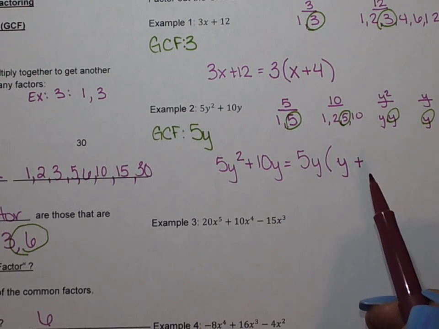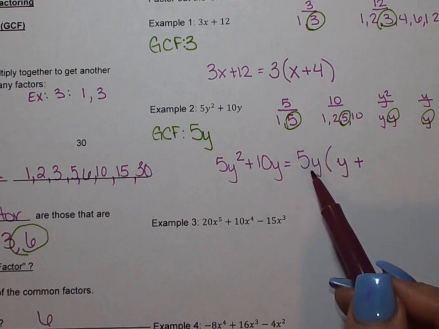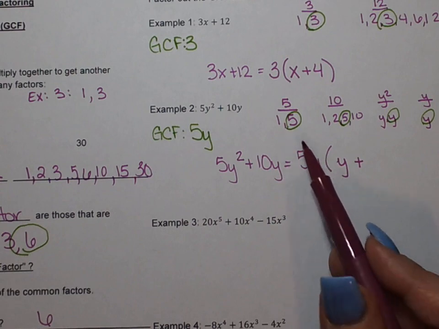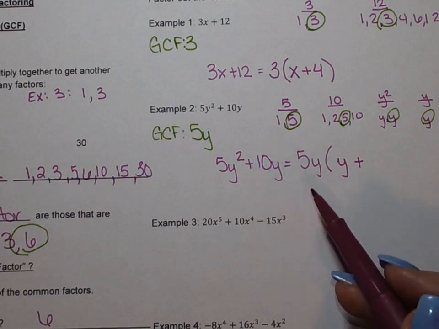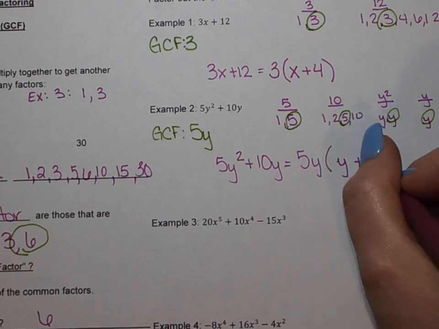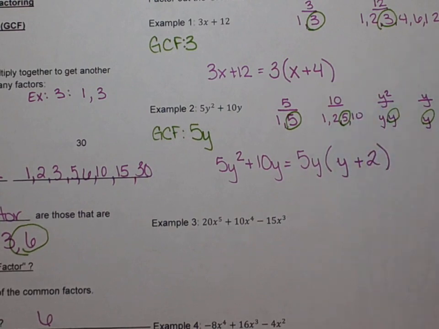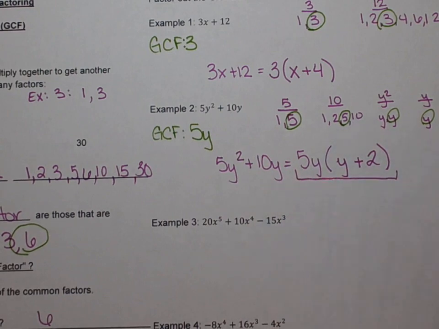Now we need, I kind of got ahead of myself, didn't I? Sorry. All right, so now we're going to ask ourselves the same thing. What am I multiplying 5y by in order to get to 10y? Well, all I would need to do is multiply it by 2, because 2 times 5 would give us a 10y. So 2. So this is our factored polynomial. We have factored out our GCF.